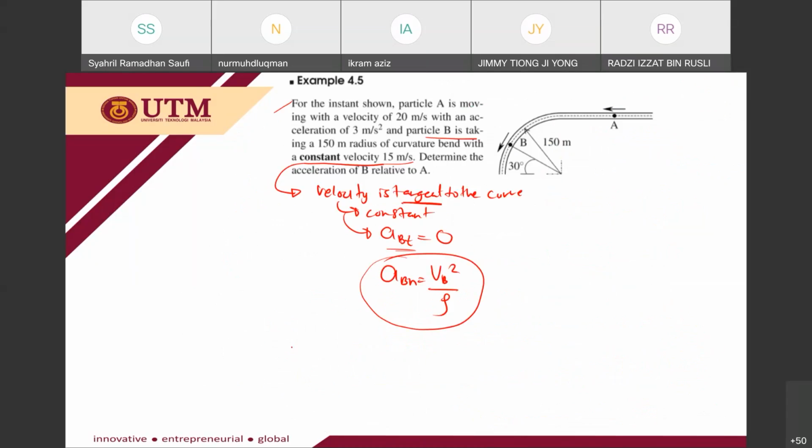Okay, so your equation will look like aB is equal to aA plus the acceleration of B relative to A. Okay, you have only these vectors in your equation.